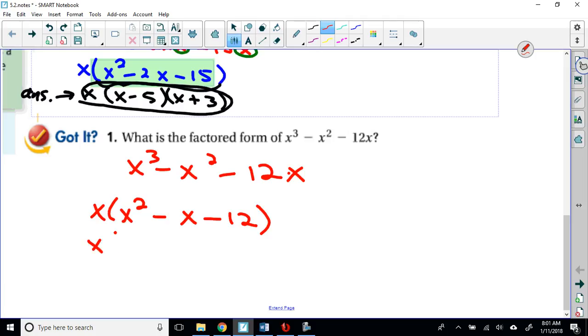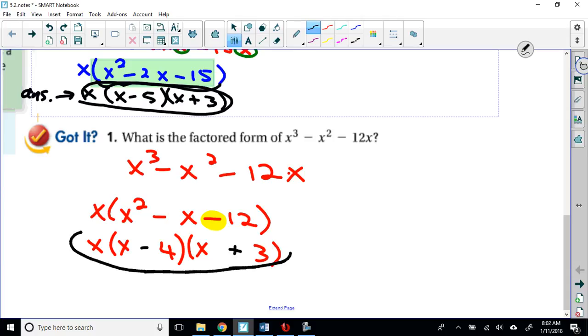So we've got an x and a 4, an x and a 3, and we just have to figure out our signs. If you forgot about the signs, since that's negative, whatever these are, they have to be opposite. One has to be positive, one has to be negative. Positive on the 3 and negative on the 4 will get it done. So there is our answer.